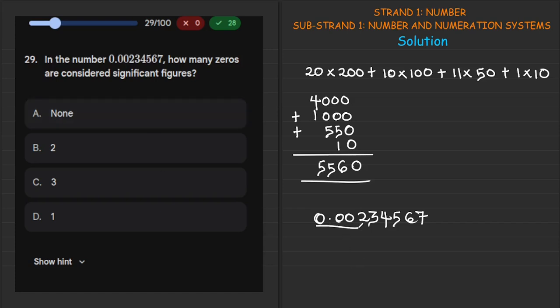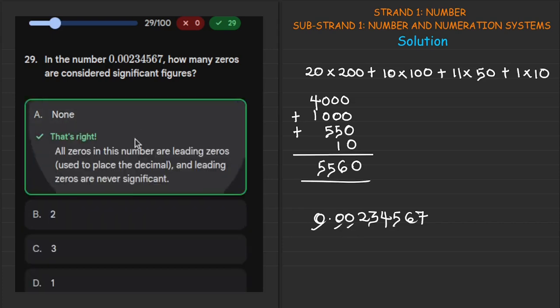All the zeros here, if I've not missed any, are actually leading zeros. And we have said countless times that leading zeros are not significant. There is no other zero we have in here. So this 0 is not significant, this is not significant, and this is also not significant, because they are leading zeros. Easy. So we can say none of the zeros are significant. All zeros in this number are leading zeros, and leading zeros are never significant. They are just placeholders. You see.